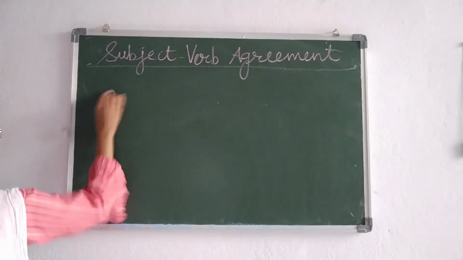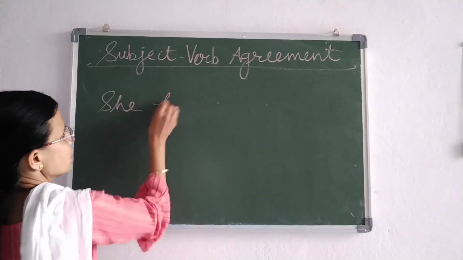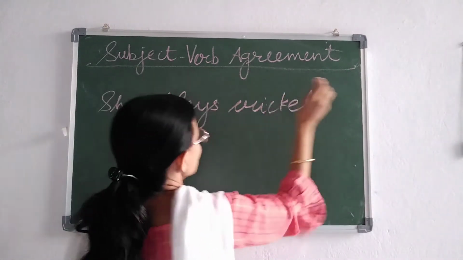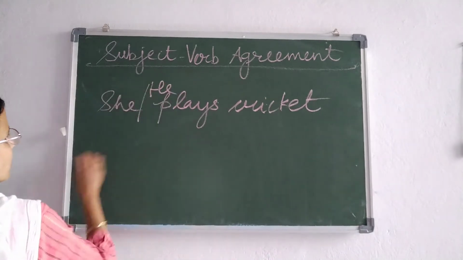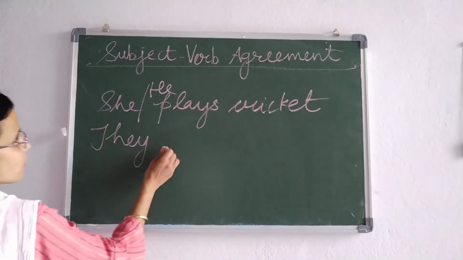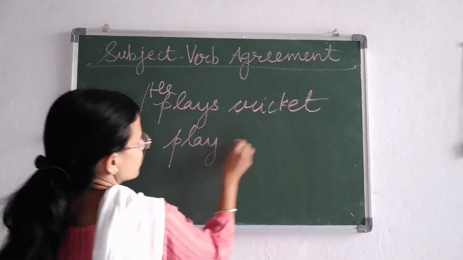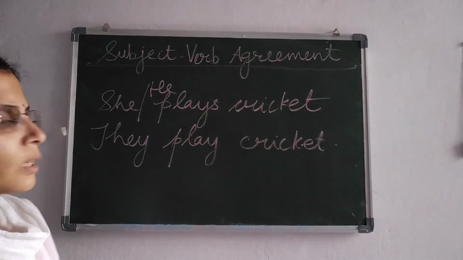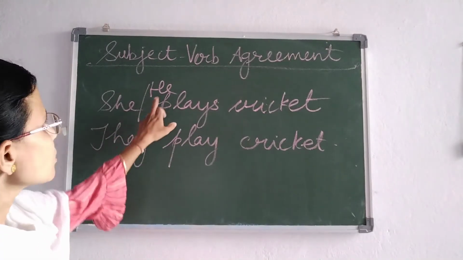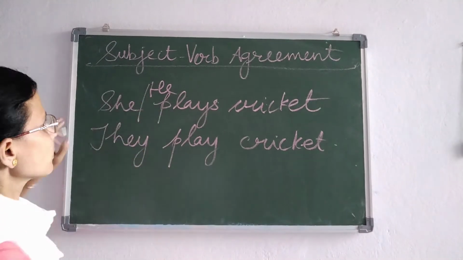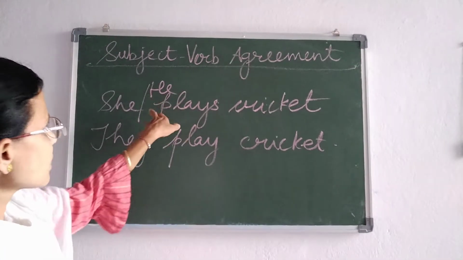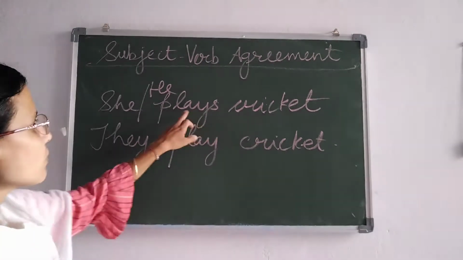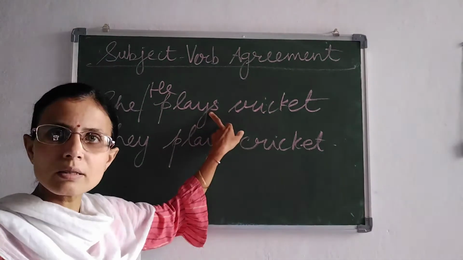For example, she, or even if you write he, and one sentence if we write with they. Now you can see here that if the subject is he or she, it means he, she is singular. So if the subject is singular, the verb will be singular. Singular verb means we are writing s or es in the verb.